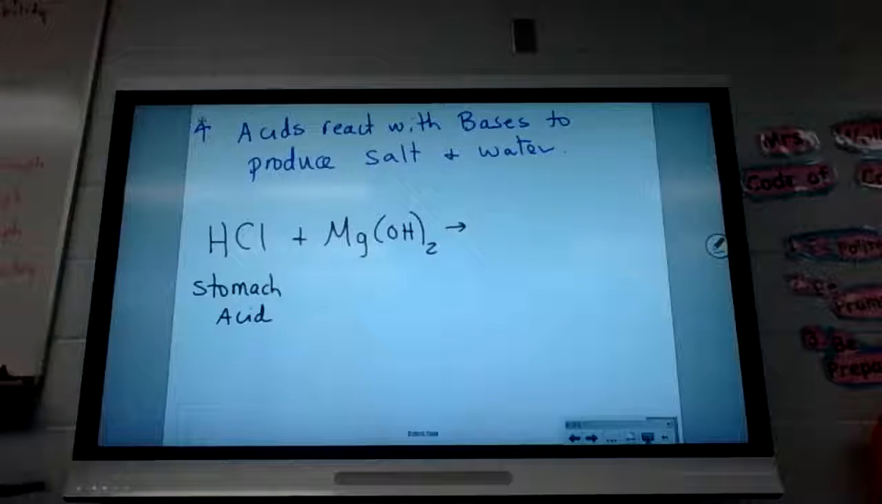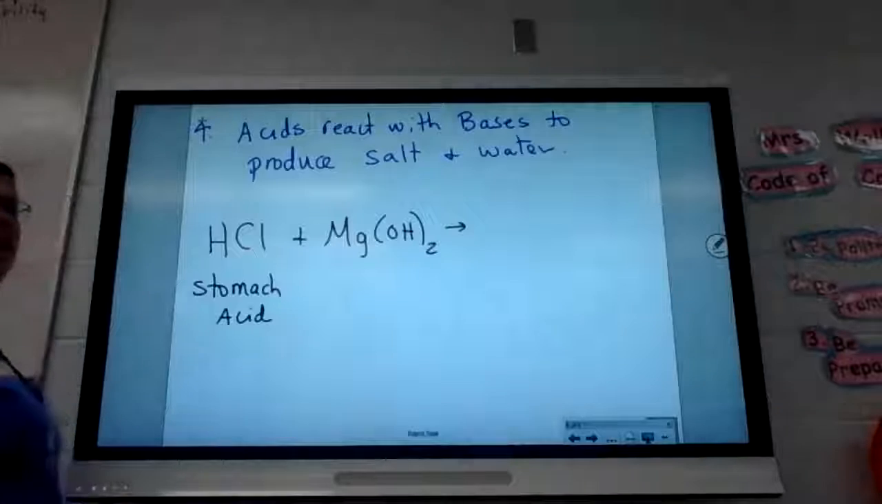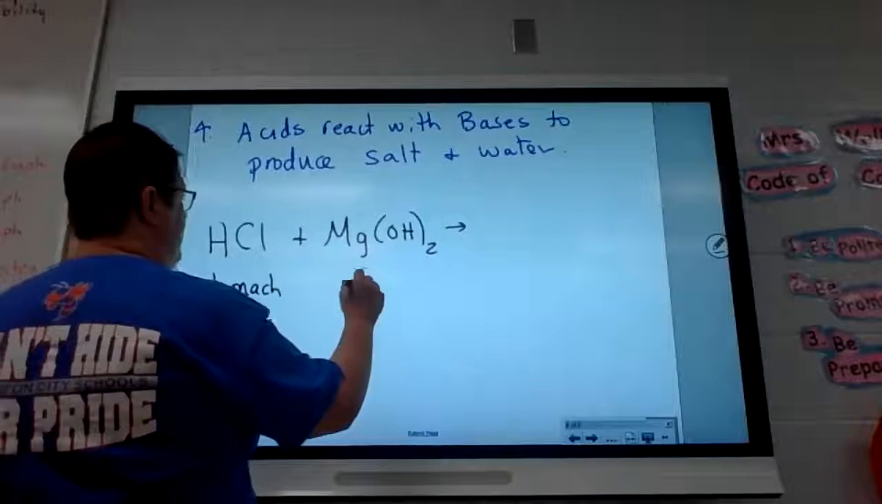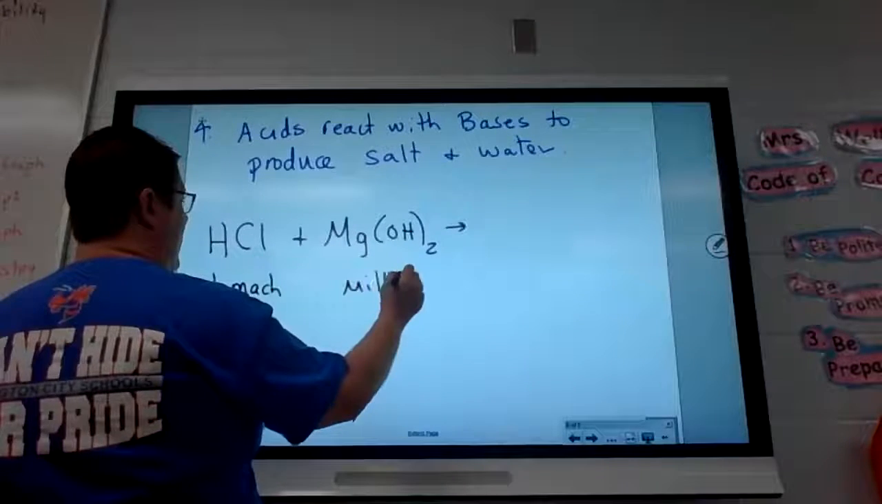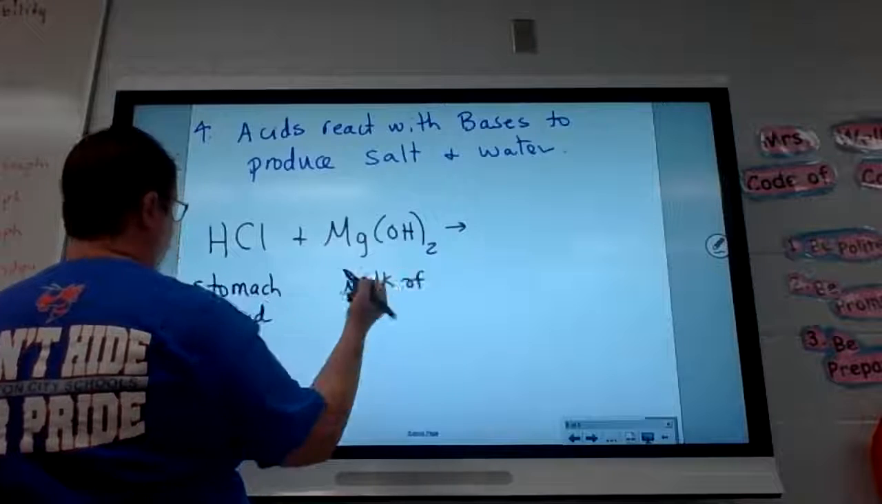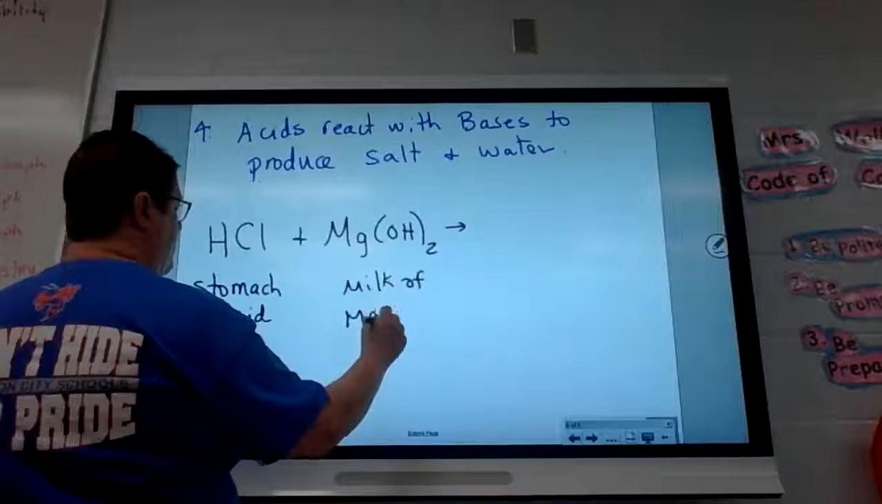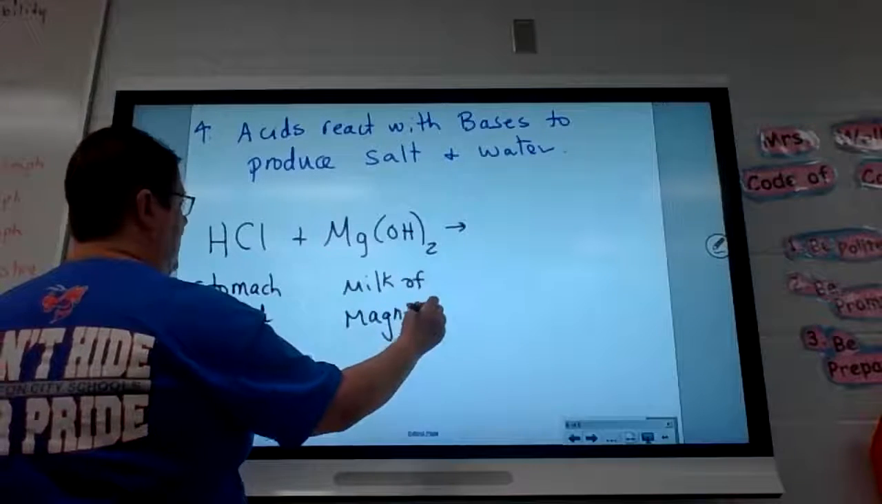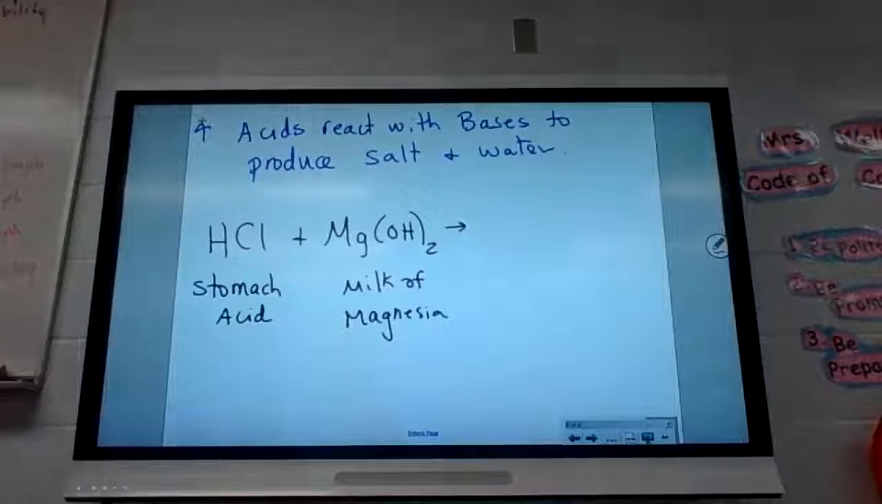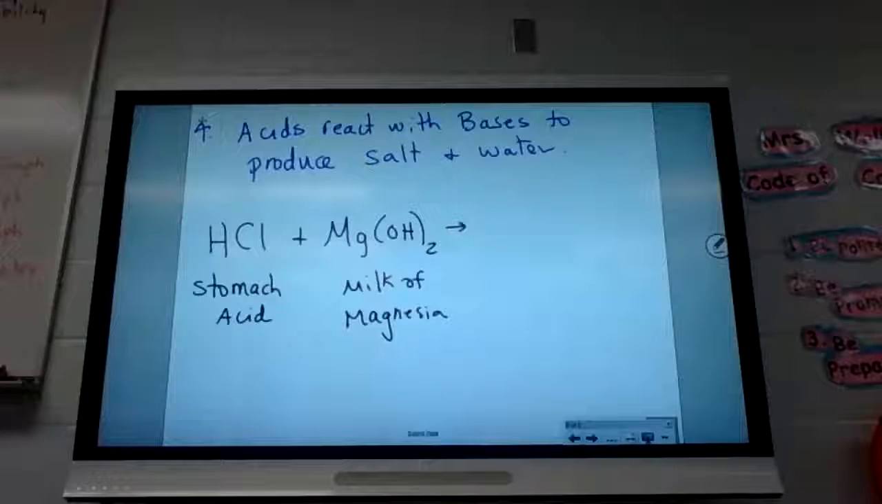All right. Now, if you have an upset stomach, you might take something like milk of magnesia. I use this one because I know what's in it. Tums, Rolaids. Tums is calcium hydroxide. I could have just as easily used that one if you want to use Tums.